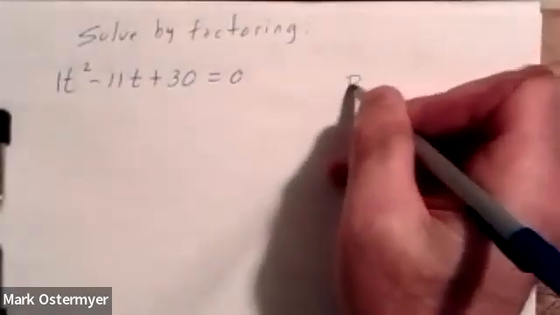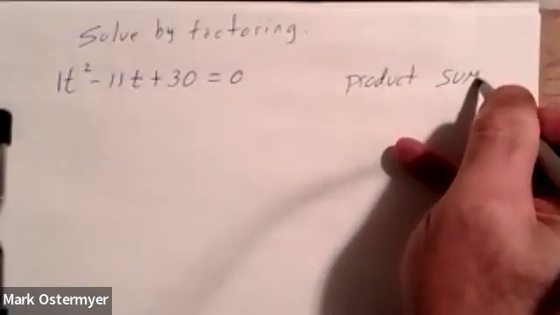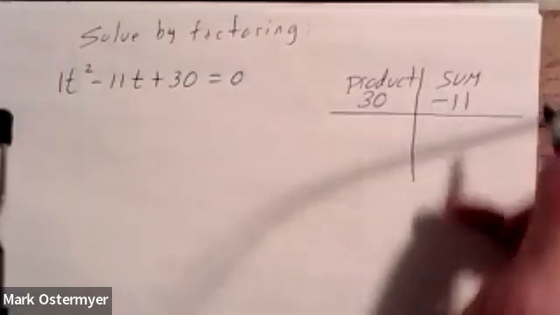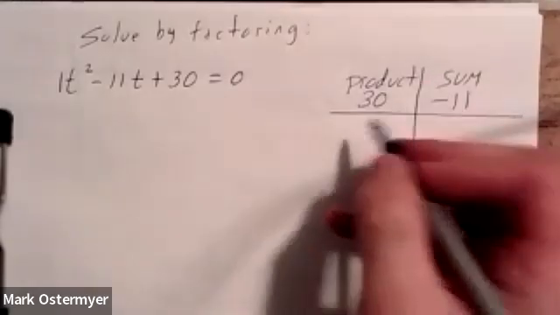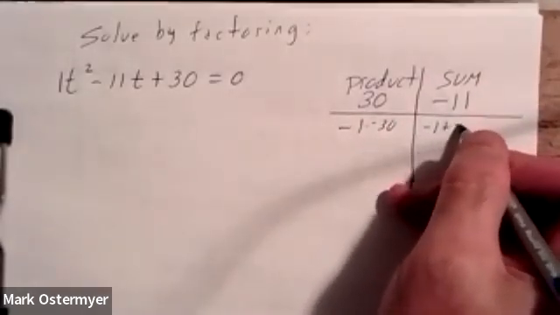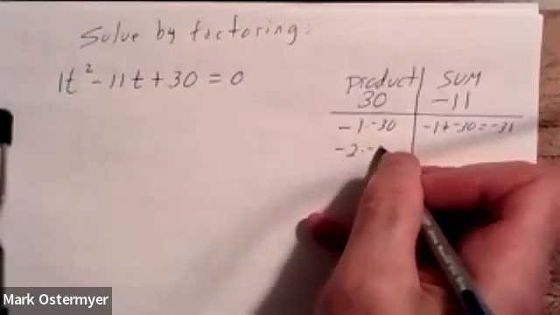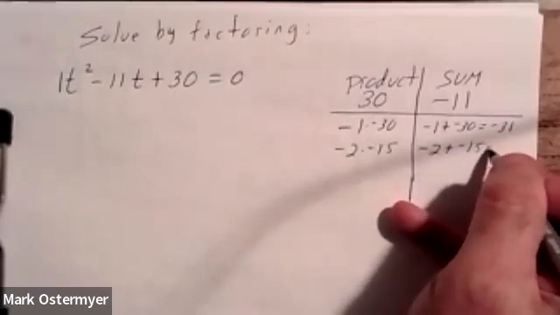Well, product sum method. What does my product have to be? 30. What does my sum have to be? Negative 11. I'm looking for a couple of factors of 30 that sum up to negative 11. Negative 1 and negative 30. No, these don't even come close. These add up to negative 31. Negative 2 and negative 15. No, these don't work. These add up to negative 17. No good.